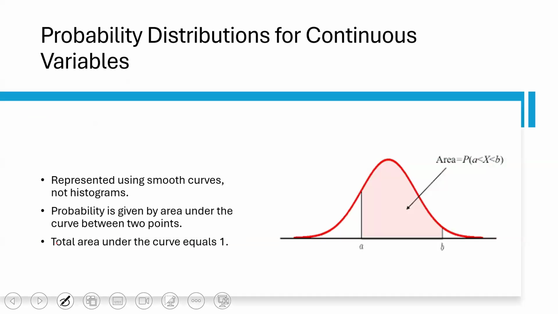In the world of continuous probability, we don't use bar graphs or discrete charts. We use smooth curves to represent how likely different values are. The most important thing to remember is area is equal to probability. That is, the probability that a value falls between A and B is equal to the area under the curve from A to B. Just like with a histogram, the total area under the curve must equal 1 because it represents the entire probability space, all possible outcomes.